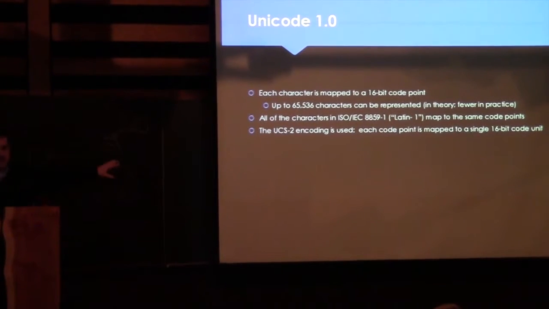The encoding that came with Unicode 1.0 is called UCS-2. Each code point is mapped to a single 16-bit code unit. The 2 is because it's 2 bytes.